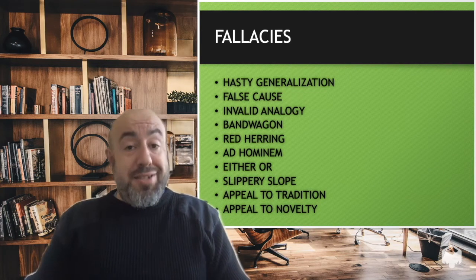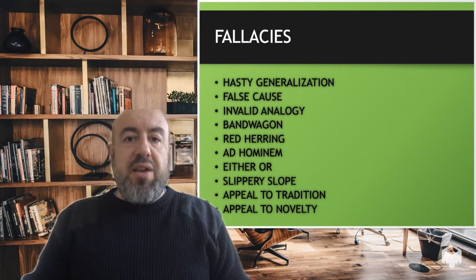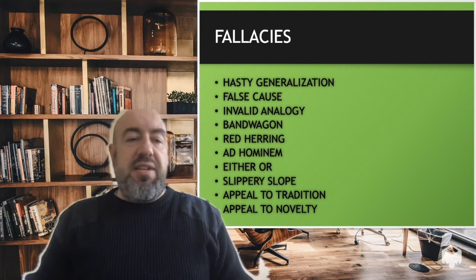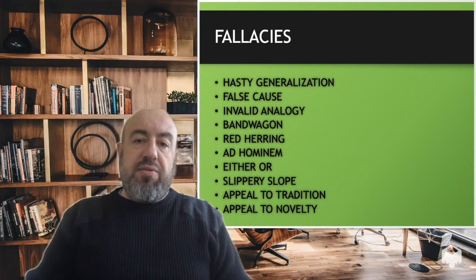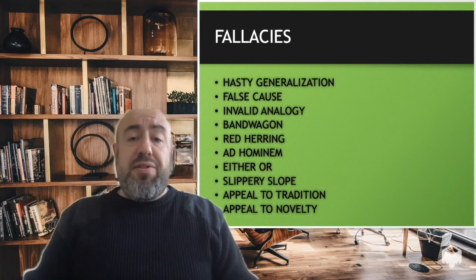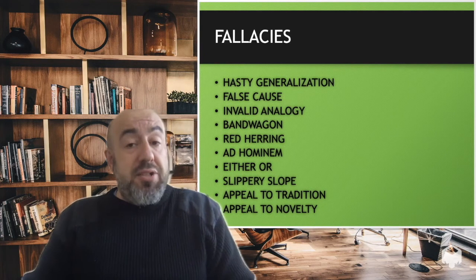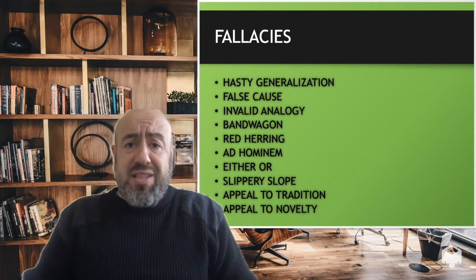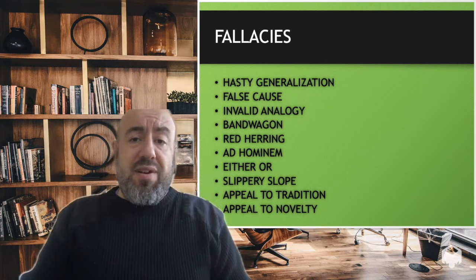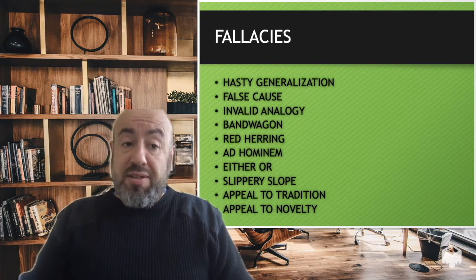Number one, hasty generalization. If I'm going to look at this classroom and say, wow, I have 20 students in this classroom, that means that every classroom at university is 20 students. That would be wrong, because that would be a hasty generalization. I don't really know. I haven't looked at the numbers. I just looked at what I saw in front of me and generalized from there. That would be a hasty generalization.